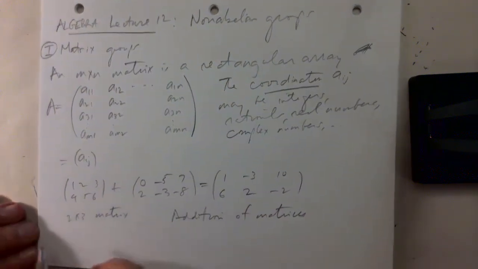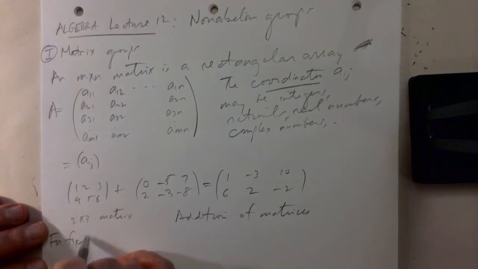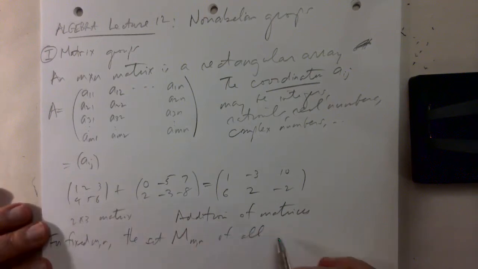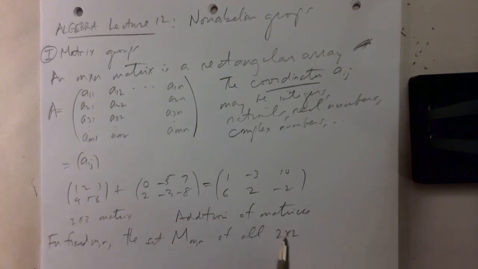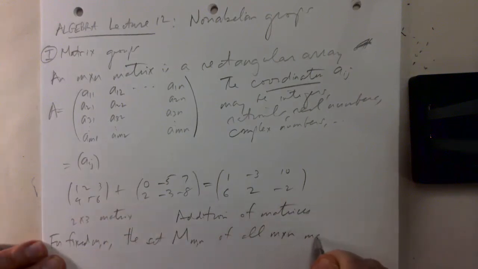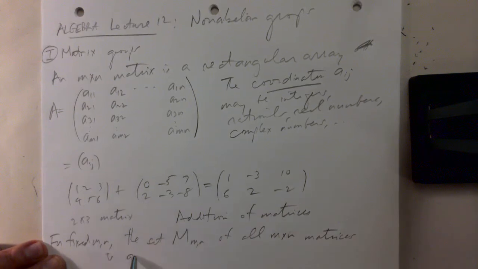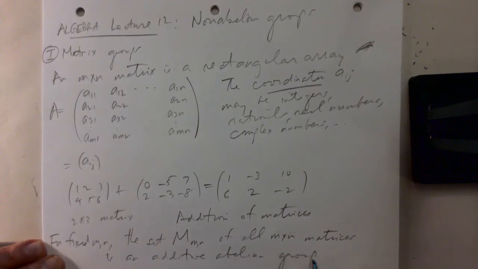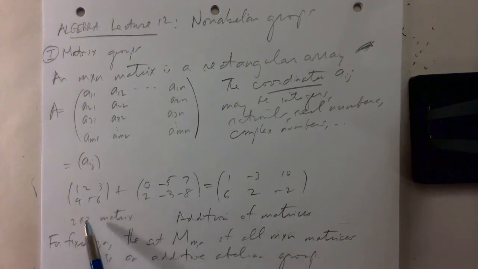And for fixed M and N positive integers, the set, I'll write a capital M sub Mn, of all M by N matrices is an additive abelian group. You cannot add matrices that have different shapes. You can't add a 2 by 3 matrix to a 2 by 7 matrix or a 5 by 19 matrix. Two matrices have to have the same number of rows and the same number of columns to be added, and then you can do it.